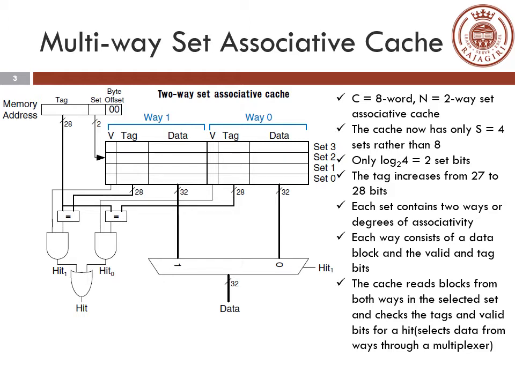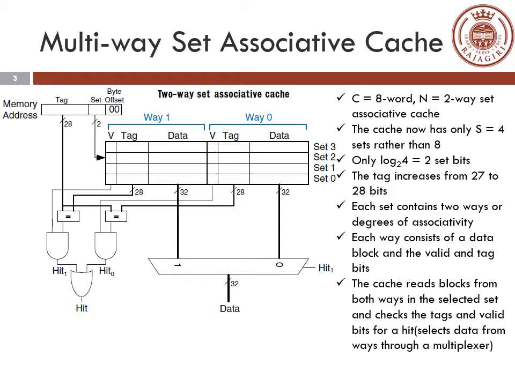Okay, so you are going to check the data in set 2. The first condition is whether the data is valid, so it will check the V bit, the valid bit. Now the data may be either in way 0 of set 2 or way 1 of set 2.